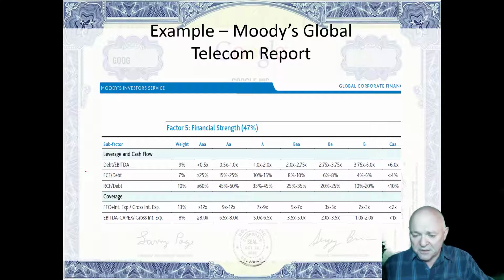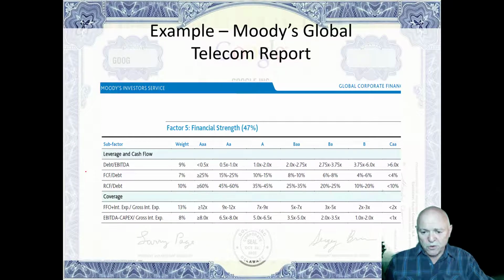So these are given different weightings. Our total weighting here is 9%, 7%, plus 10%, plus another 21%. So we get about 47% of the total rating factors that are used coming from these financial statistics.